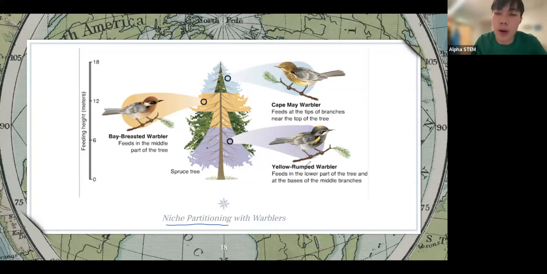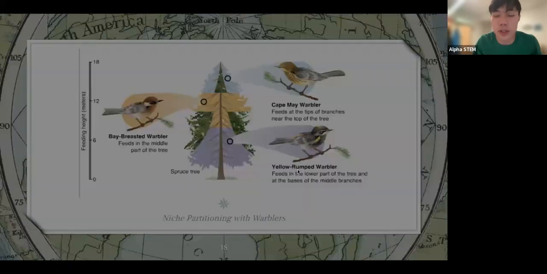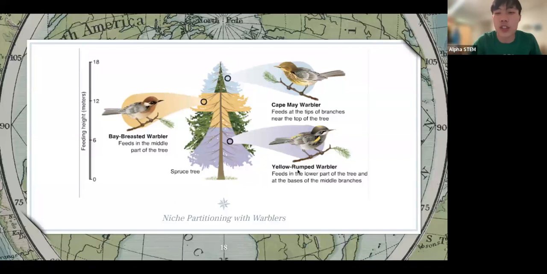So for example, if there's an insect on the bottom, then it's the yellow-rumped warbler's food, basically. The bay-breasted warbler and the Cape May warbler are not competing with the yellow-rumped warbler for this insect on the bottom because they have their own insects on the top and middle of the tree. And so this reduces competition between the warbler species and allows them to all coexist on the same tree. So basically for niches, if two species are trying to go for the same niche, one of them will go extinct or move into another niche, or they have to find a way to split up the niche. That is called niche partitioning.